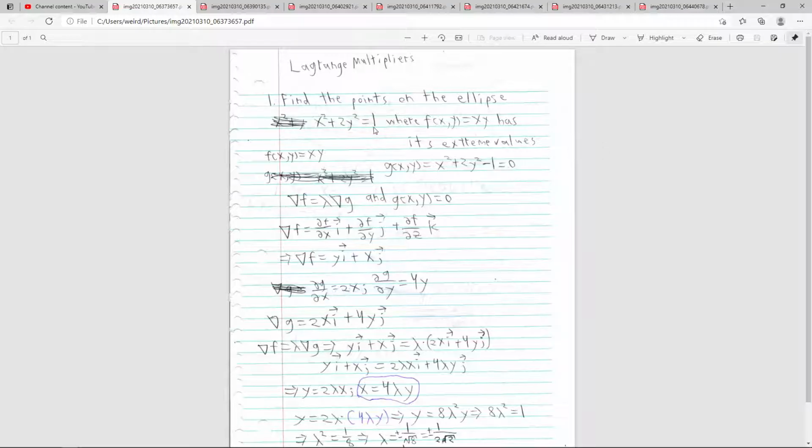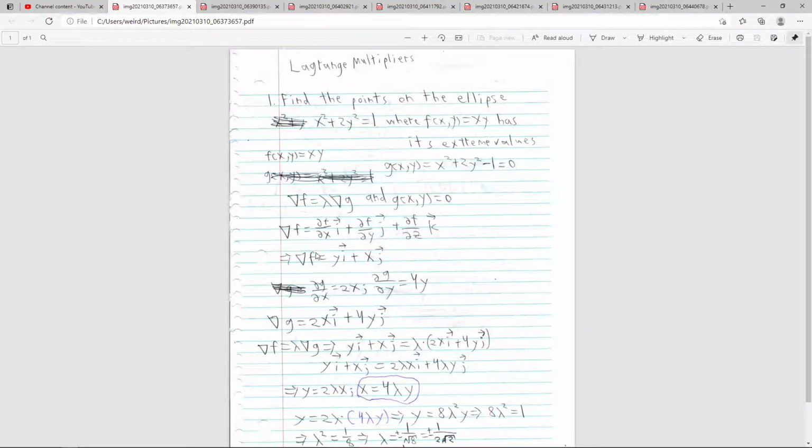Find the points on the ellipse x squared plus 2y squared equals 1, where f of xy equals xy has its extreme values. So f of xy obviously equals xy, and g of xy will equal x squared plus 2y squared minus 1 equals 0, because we need it to equal 0, so we just subtract the 1. That's how it works. It's basically what the constraint is on, g, and the other function is sometimes explicitly given like this, but not always.